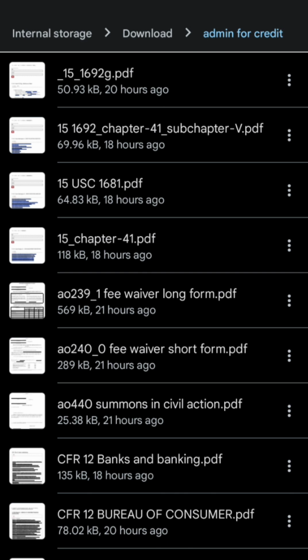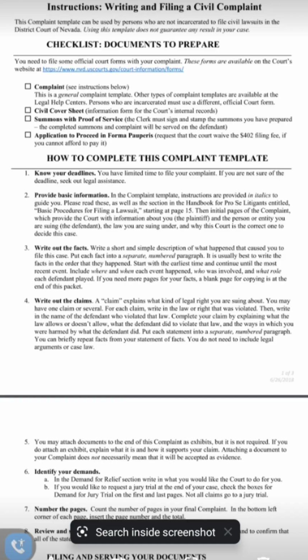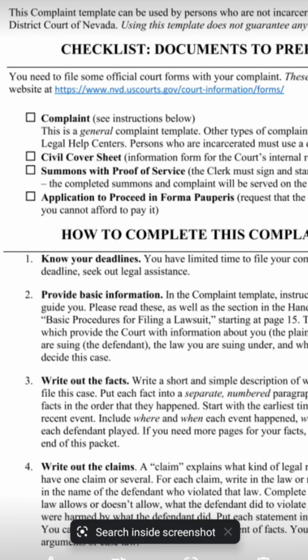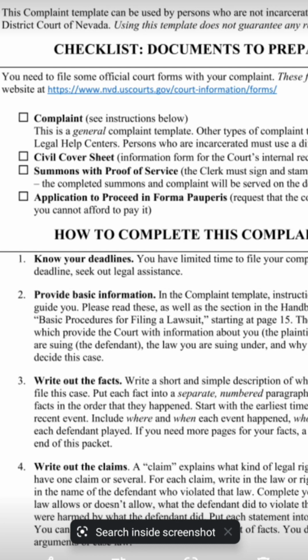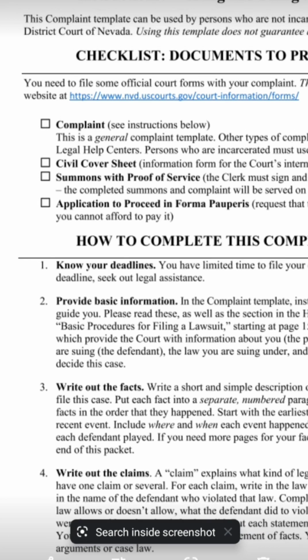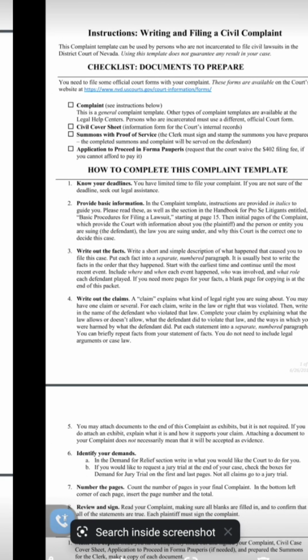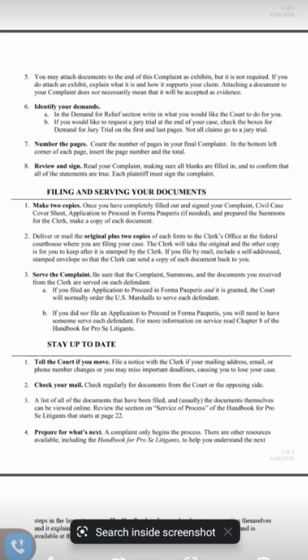All right. And so once you have all that information and you have everything filled out, now you're ready, you have your case and everything. You take it to the courts, get everything stamped, documented, and then boom. So we already have our civil cover sheet. We filled that out. We have our complaint, our summons, and we have our fee waiver. So there we go. We have everything that we need, right?